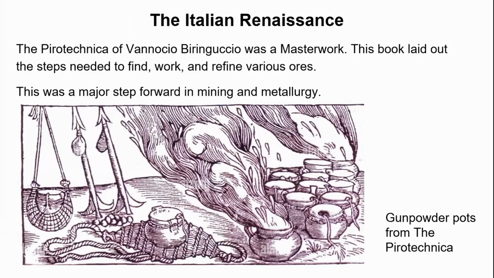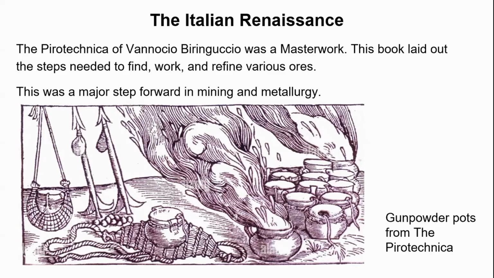All right, Italian Renaissance. The Pyrotechnica of Vannoccio Biringuccio was a masterwork. This book laid out all the steps needed to find, work, and refine various ores. This was a major step forward in mining and metallurgy, and this came out in the early 1500s.